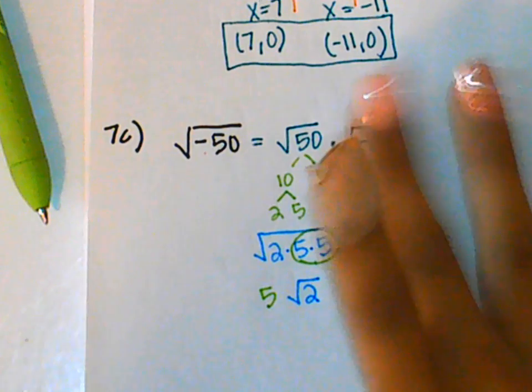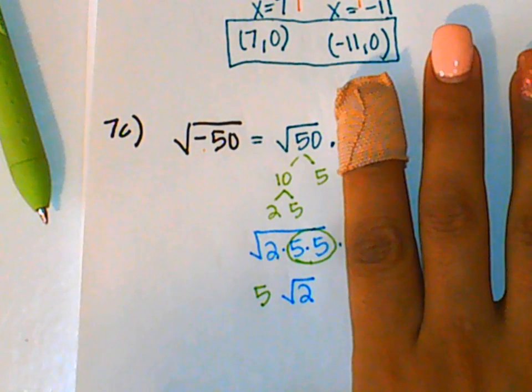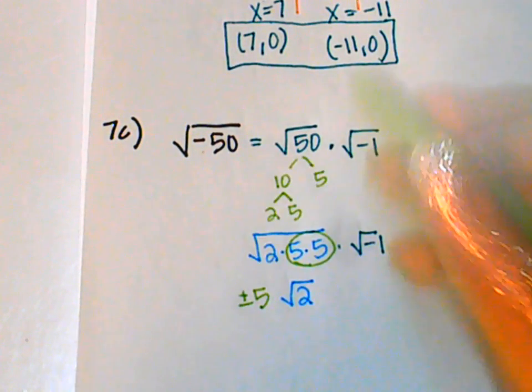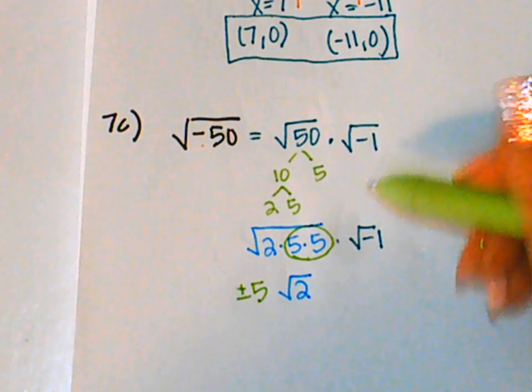If this was a problem that looked just like this, I would be done. My answer would be this here. Plus or minus 5 radical 2. But because I still have this negative 1 here, I just gave it away.